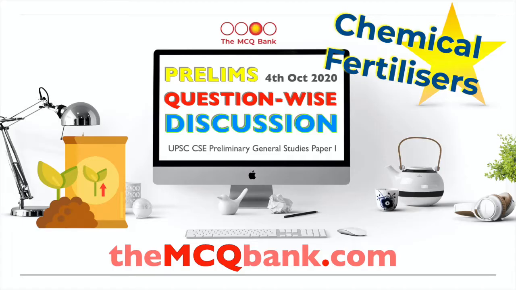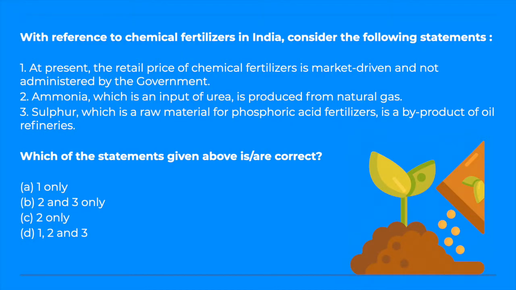So let's get started. The question is, with reference to chemical fertilizers in India, consider the following statements. The statements are: One, at present, the retail price of the chemical fertilizers is market-driven and not administered by the government. Two, ammonia, which is an input of urea, is produced from natural gas. Three, sulphur, which is a raw material for phosphoric acid fertilizers, is a byproduct of oil refineries. Which of the statements given above is correct?